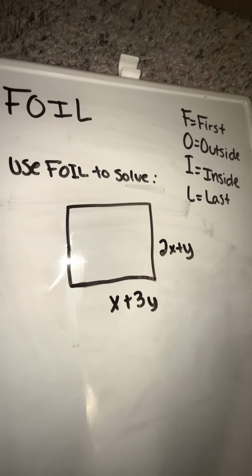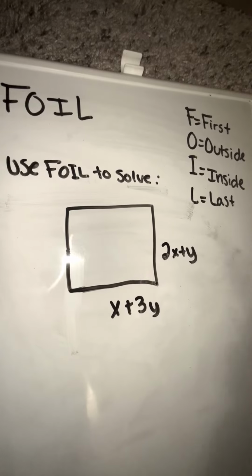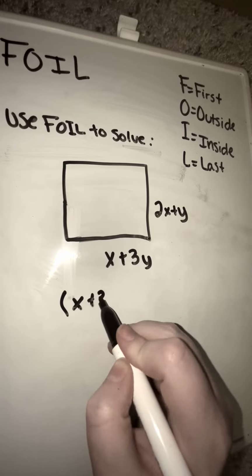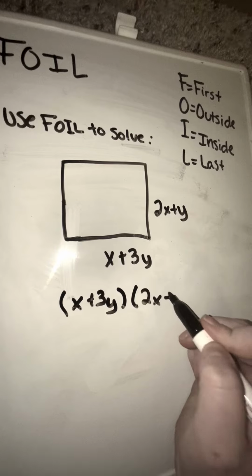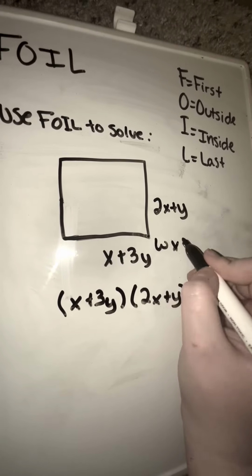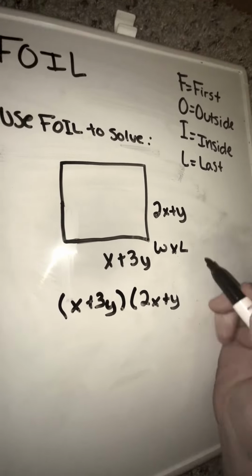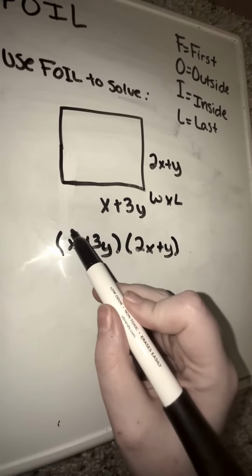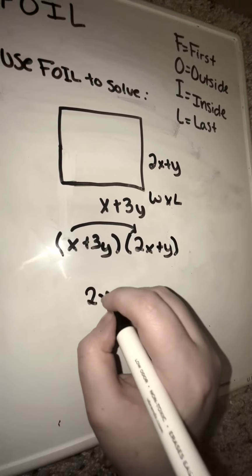Now, let's say you are asked to solve for the area of a rectangle. That's the same thing as just saying x plus y times 2x plus y. Because for a rectangle, it would be width times length. So, first step is F, x times 2x, 2x squared.